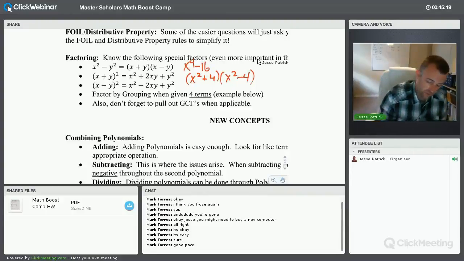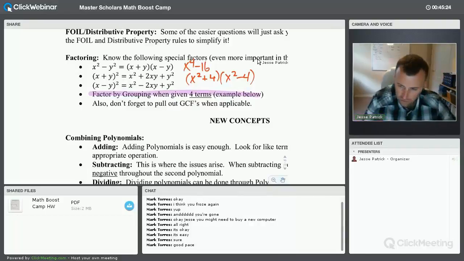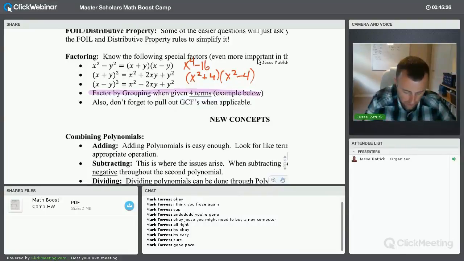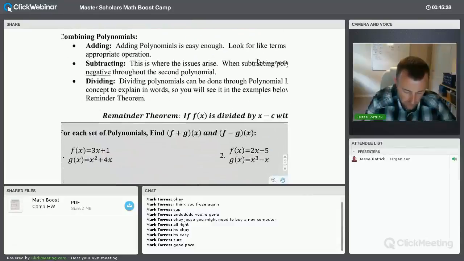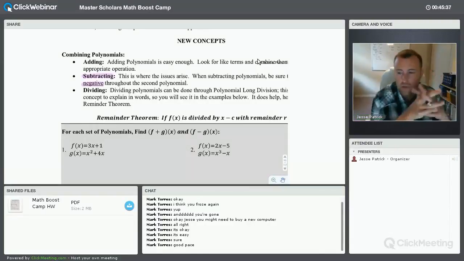Factor by grouping will pop up here. You'll see that in the example below. We'll talk about it. And then GCFs still apply. The other thing, this is the new stuff, you will be asked to add, subtract, or divide polynomials. The big thing I'd say is read this. I'll highlight the keywords. Maybe you can circle those. Subtracting, that's really where the only issue will pop up. These are pretty easy for the most part. Dividing, maybe there's a little bit of work to do with that. But adding is simple. Just combine like terms. You'll see that and we'll go over it.